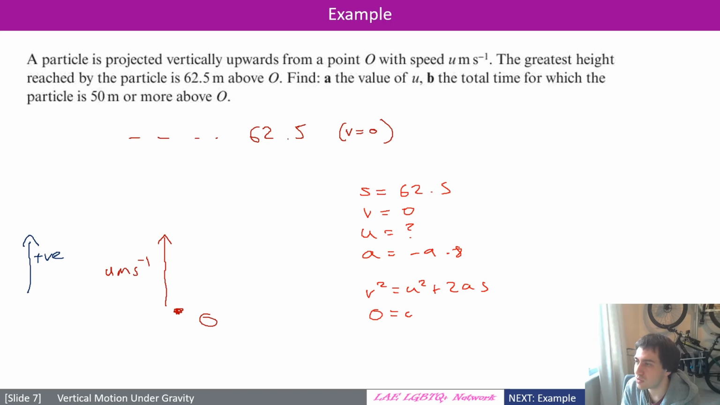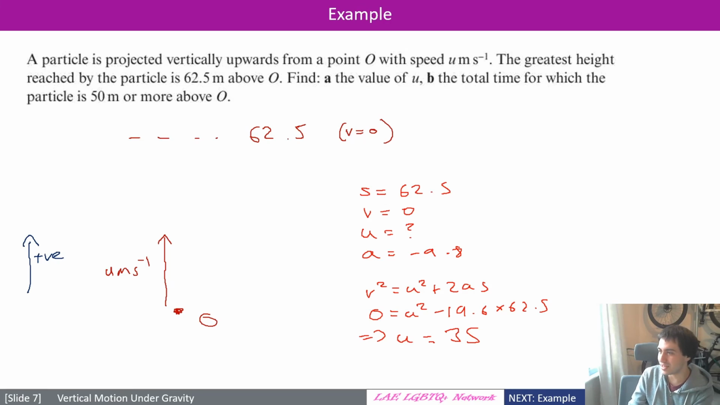0 equals u squared minus 19.6 times 62.5. That implies u is equal to, in this case, it turns out to be exactly 35. So you know your exam technique is working when your decimals cancel out to make a whole number. 19.6 times 62.5 square rooted is just 35. Let's write that in here, and then get rid of the working. So that was the initial speed.